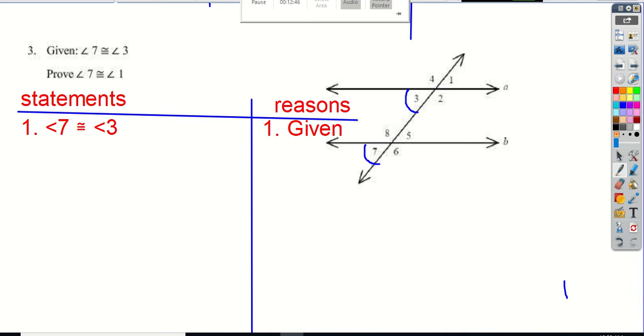So take a minute, think about it. How are you going to get from 7 congruent to 3 to show that 7 and 1 are equal? How are you going to show that? Think for a minute. Don't write anything down, just think.